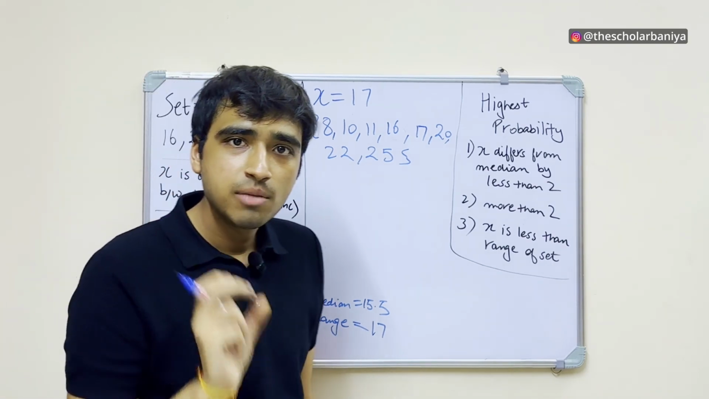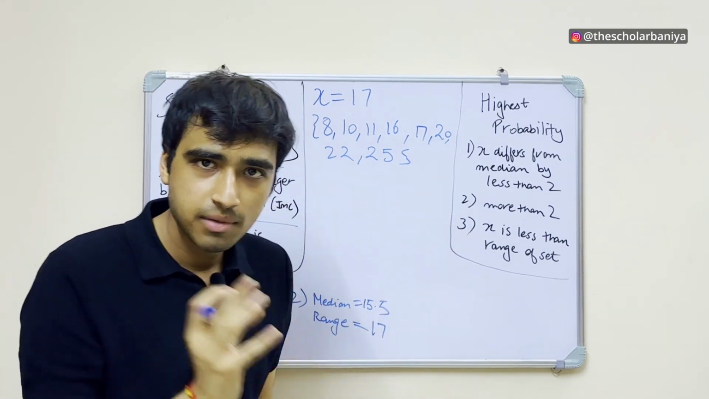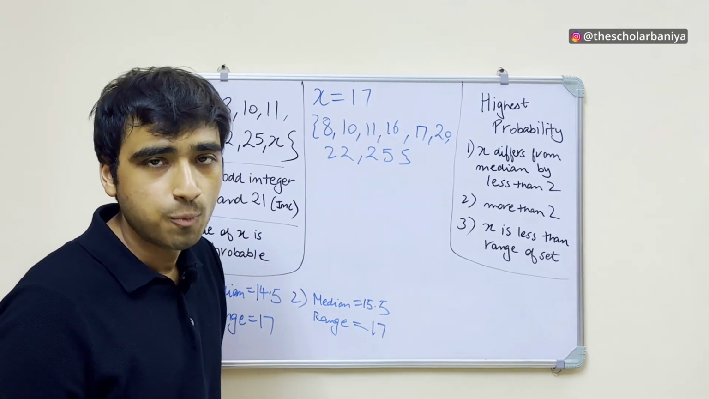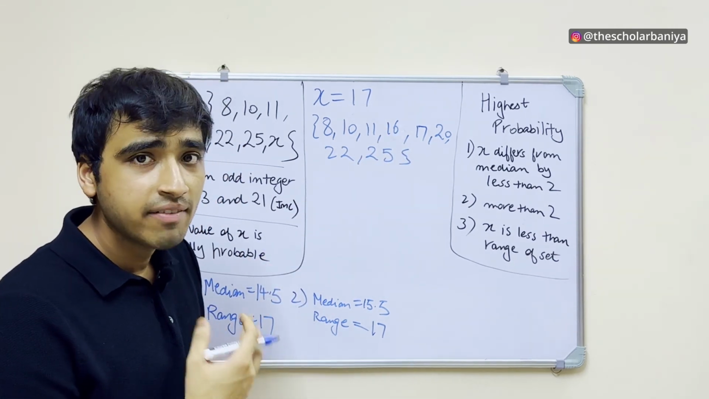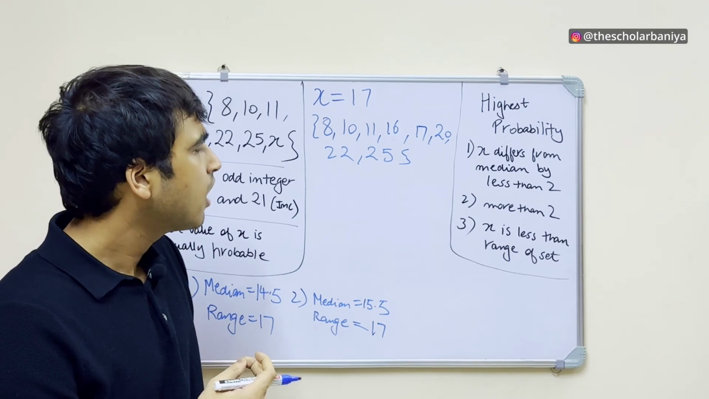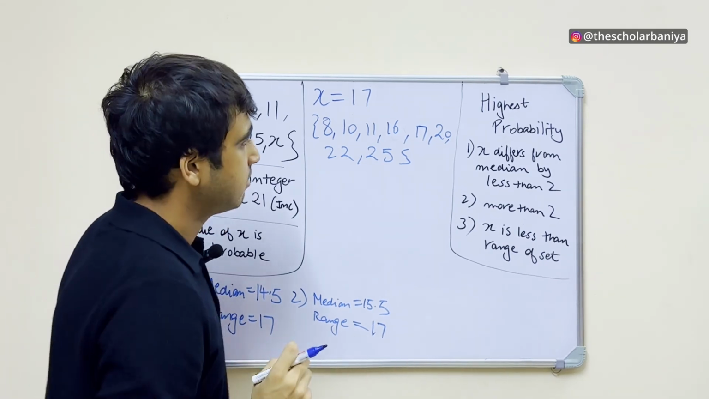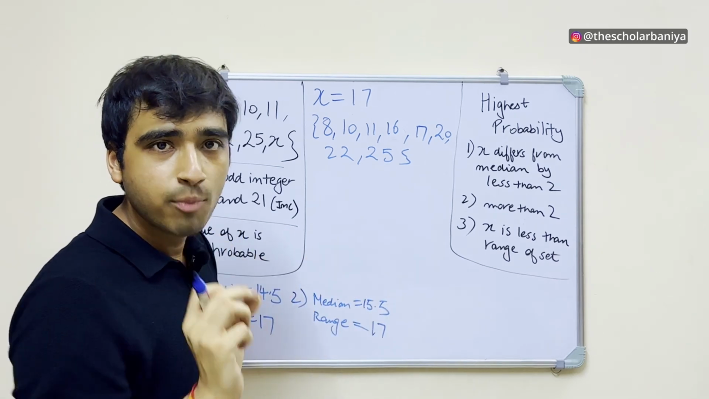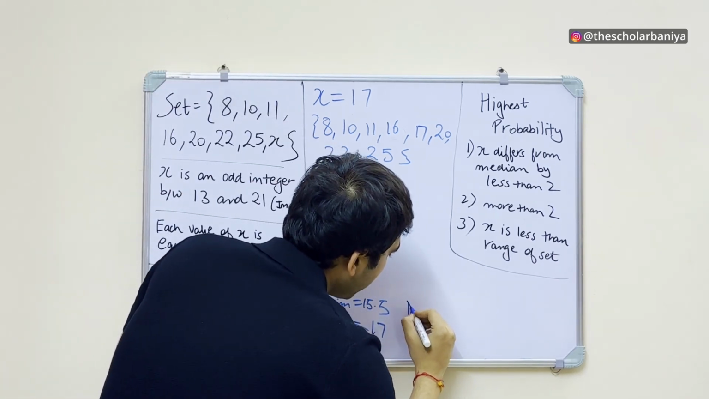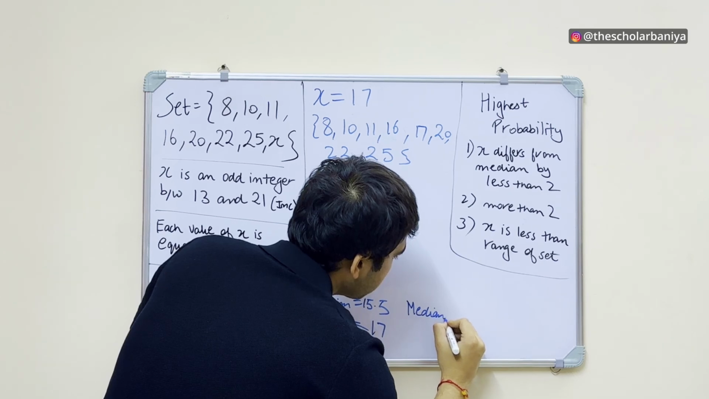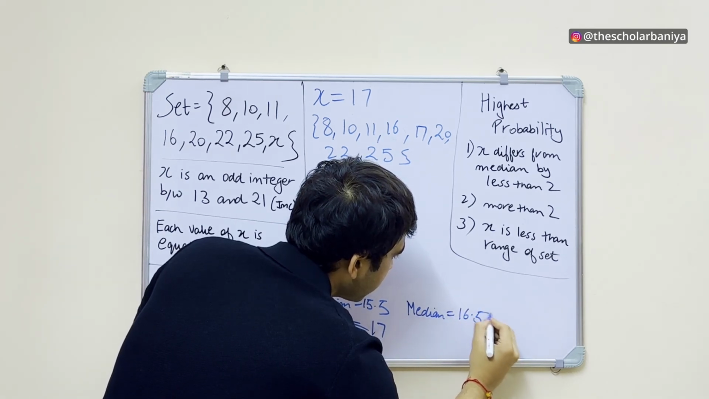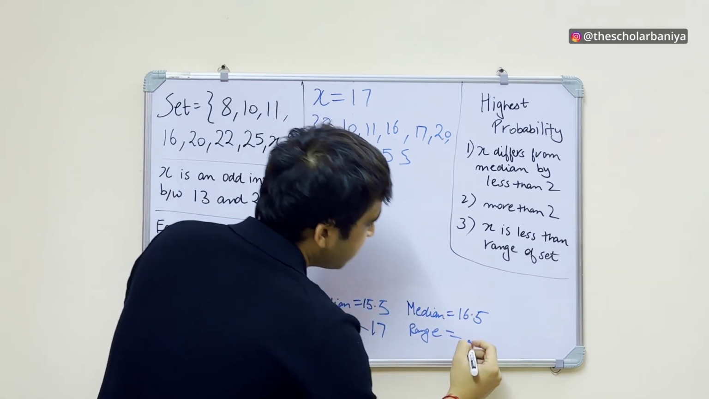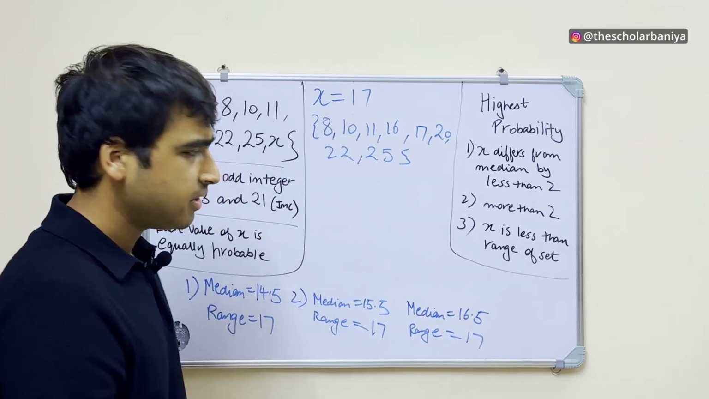So again, what will be the median? The median will be the fourth plus fifth term divided by 2. So 1, 2, 3, 4: 16 plus 17 divided by 2. That is 33 divided by 2, which is 16.5. So the median will be 16.5, and the range will again be the same: 25 minus 8, which is 17. I hope this is very clear.